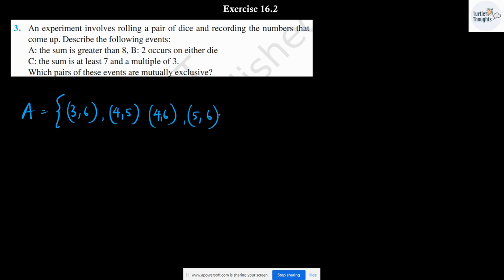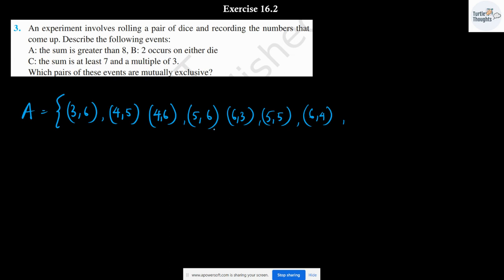5 comma 6 is possible. 4 comma 5, 6 comma 3, 3 comma 6 is taken. 6 comma 3 also I can take. Next, 4 comma 6 is taken. 5 and 5 also I can take. Similarly, 6 comma 4, yes, 6 comma 4 can be taken.